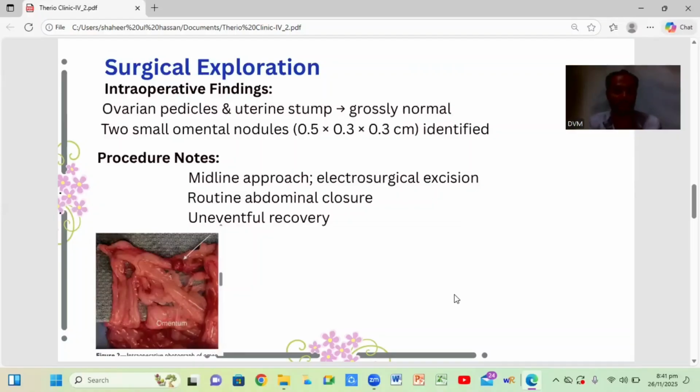Then comes the surgical exploration, the intraoperative findings. The ovarian pedicels and uterine stump appeared to be grossly normal. Then two small omental nodules were identified, measured in three dimensions. The surgical procedure that we used was a midline approach, electrosurgical excision, and routine abdominal closure, with uneventful full recovery, as shown in the picture.